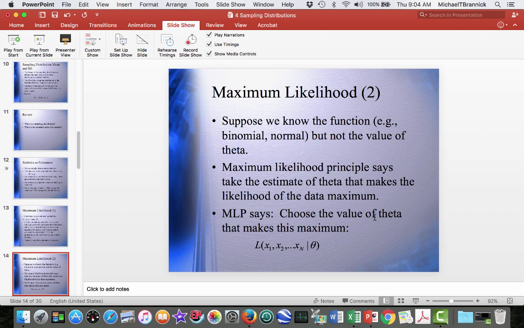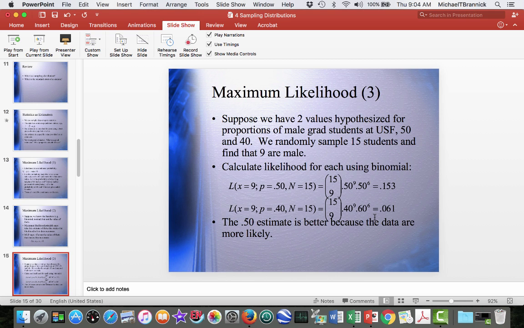That is maximum likelihood. All right, to give you a concrete example with a binomial, suppose we have two values hypothesized for proportions of male grad students at USF. We're just going to hypothetically say that the males are 50% or they're 40%. So we randomly sample 15 grad students from USF, and we find that 9 of those 15 are male.